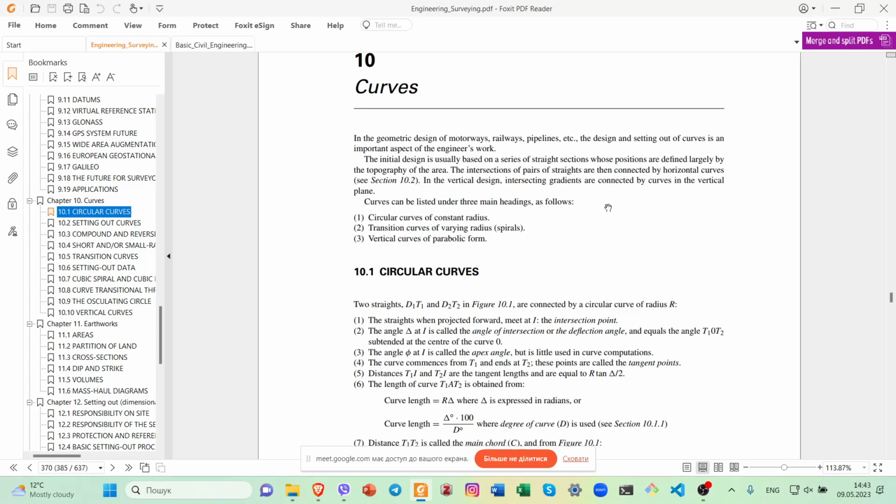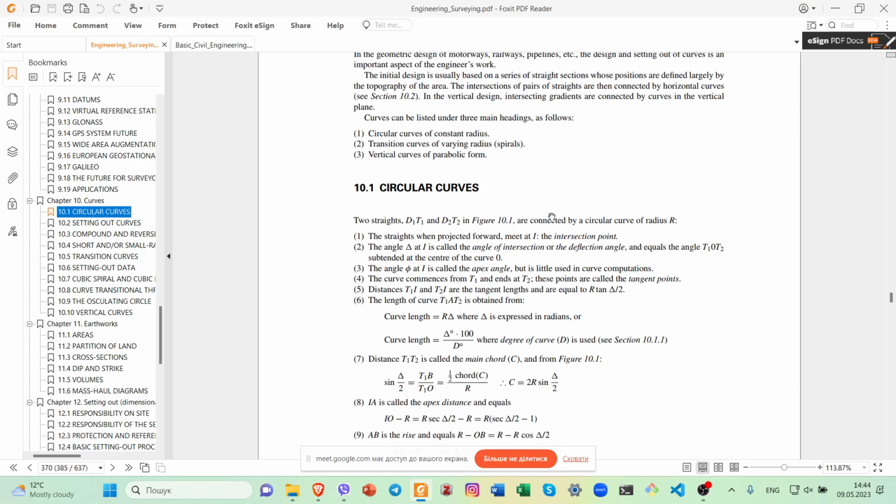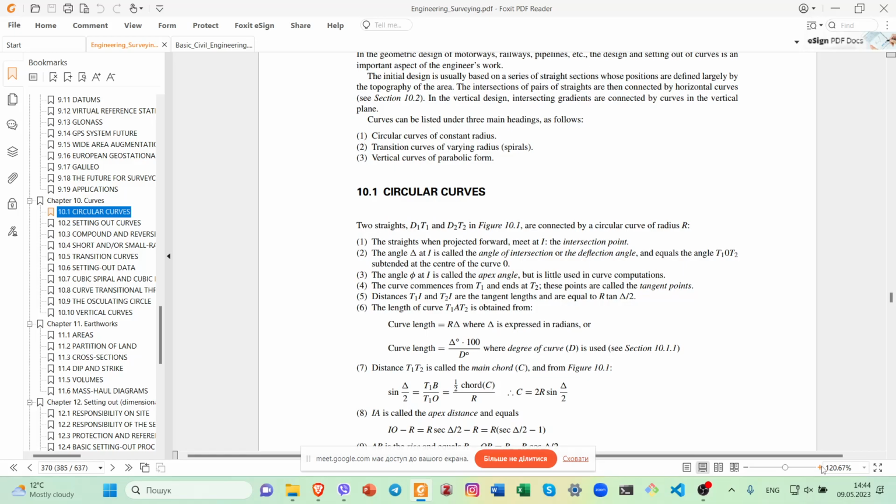Curves can be listed under three main headings as follows: circular curves of constant radius, transition curves of varying radius, kind of spirals, and vertical curves of parabolic form. Well, what does it mean, circular curves?